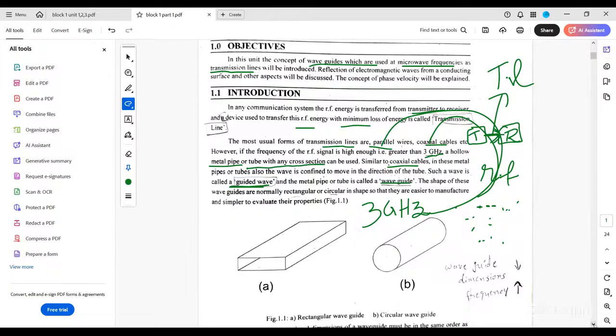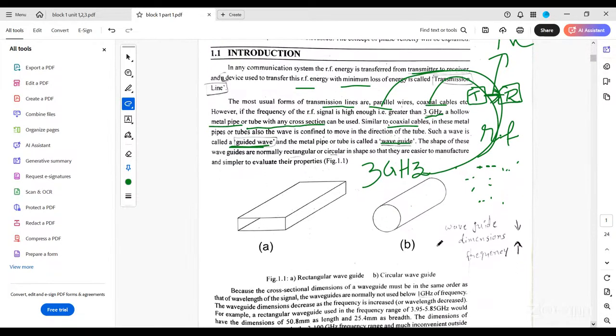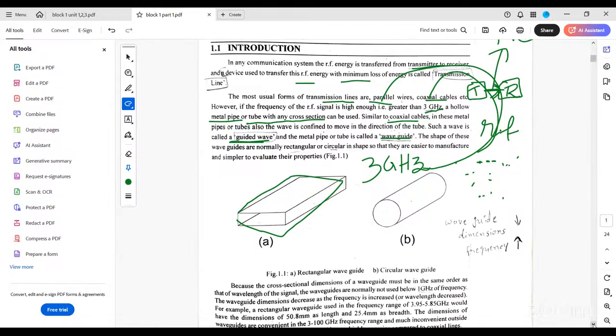See what is in figure A and figure B. Figure A shows a rectangle-shaped waveguide, called a rectangular waveguide. Another waveguide we have is circular. So here we see two definitions: what we use to send the wave is called a waveguide. Here we have two types of waveguides: the rectangular waveguide, shown in figure A, and the circular waveguide, shown in figure B.